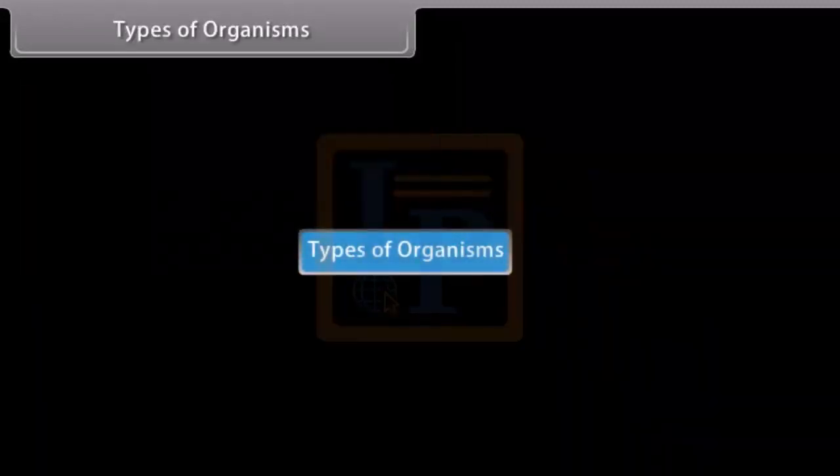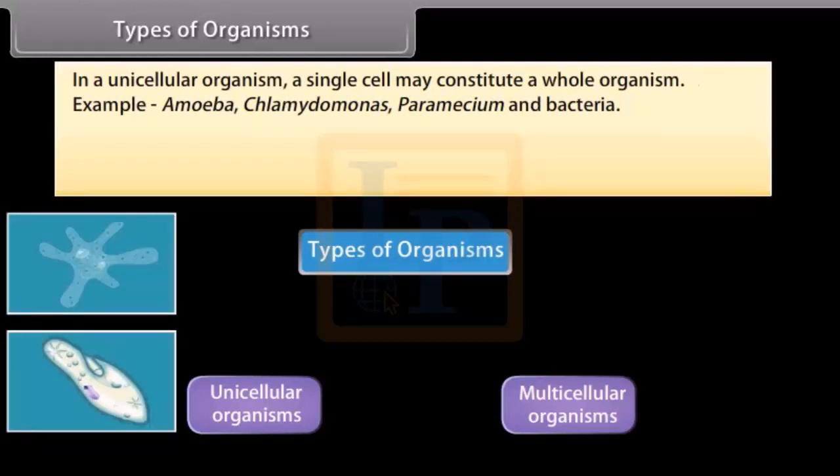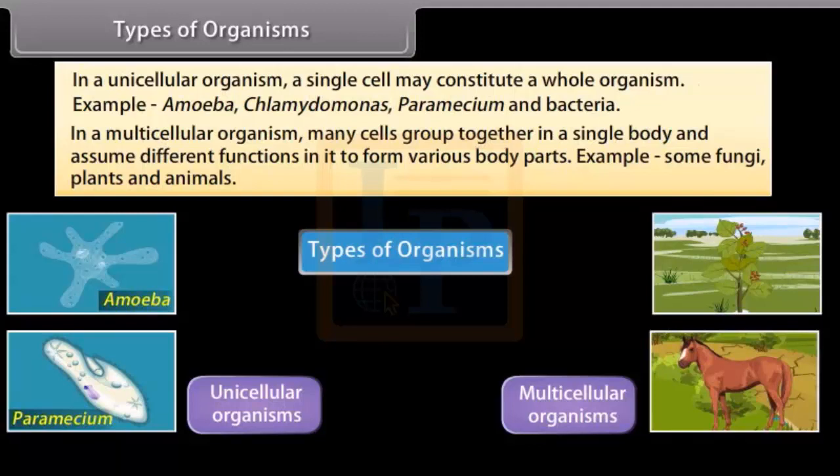Types of organisms. Unicellular organisms, multicellular organisms. In unicellular organisms, a single cell may constitute a whole organism. Example, amoeba, Chlamydomonas, paramecium and bacteria. In multicellular organisms, many cells group together in a single body and assume different functions in it to form various body parts. Example, some fungi, plants and animals.